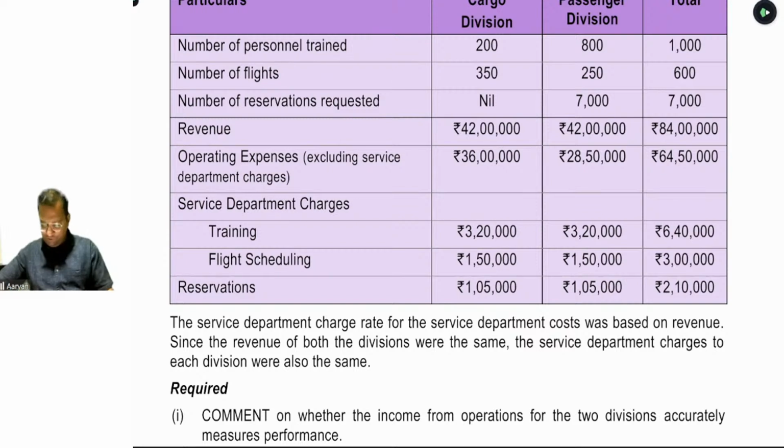Okay, Seema Suresh has said no. The number of personnel in both departments is different. The passenger department has more personnel, so for training the share should be more. Similarly, flight schedule and reservation need to be allocated.